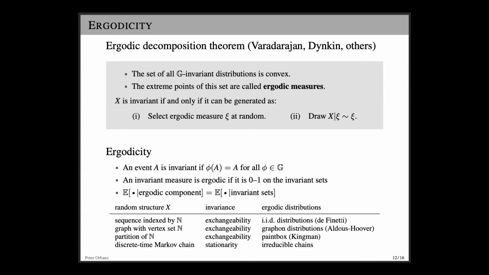Yeah. So in the case of sequences in X by N that are exchangeable, the ergodic distributions are the i.i.d. distributions. So that's De Finetti's theorem. Then for exchangeable graphs, the ergodic distributions are those given by graphons. So that's the Aldous-Hoover theorem, right? There's Kingman's theorem, which tells us the ergodic distributions of exchangeable partitions are so-called paintbox partitions. If you have a discrete time Markov chain where the invariance is stationarity, the ergodic distributions are the irreducible chains, and so on and so forth.